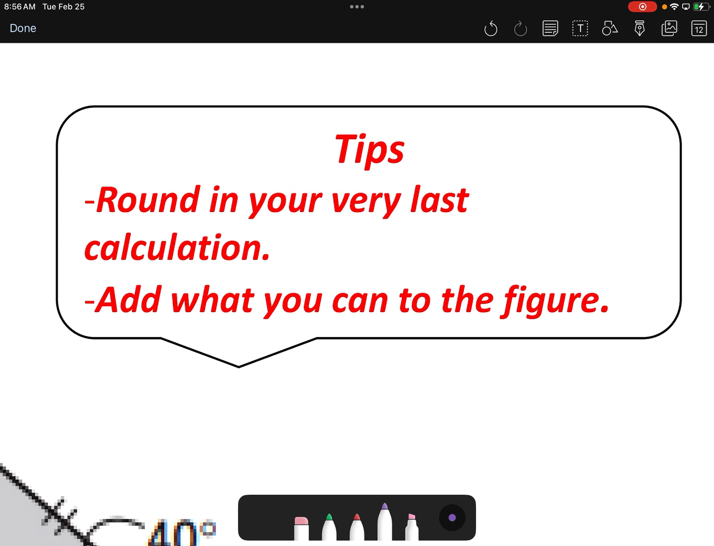Because imagine, here's your angle, and you're 2 degrees off because you rounded. You could be 10,000 miles away from where you're supposed to be. That's a big difference. So when we round, round at the very last step. I'm going to show you how to do it on the calculator, and then add what you can to the figure. Okay, so here we go.